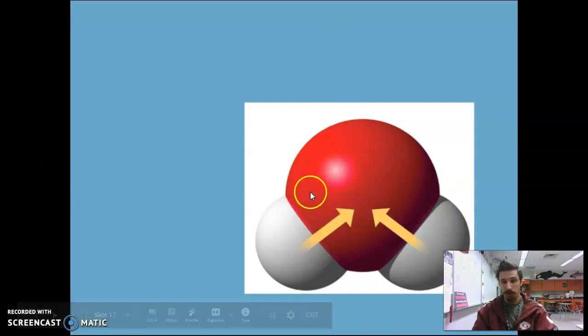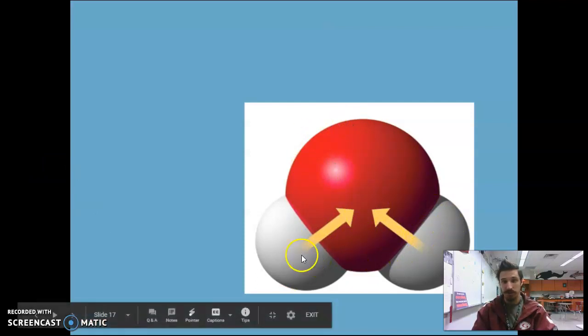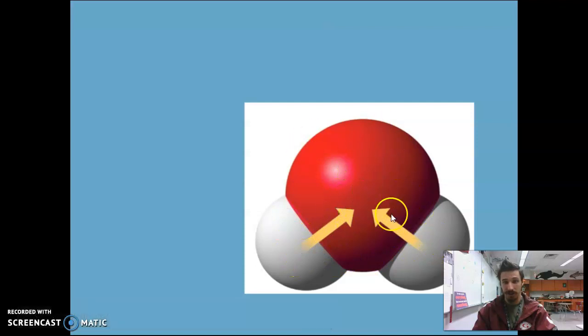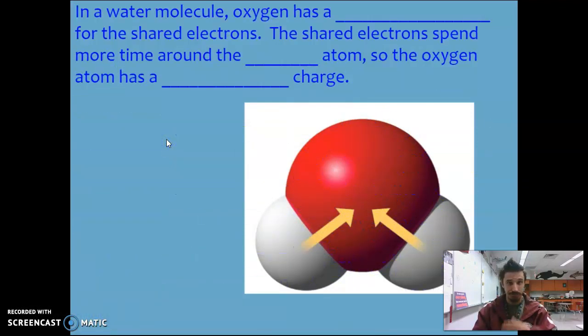Alright, this is just the water molecule again. The big red one is oxygen, the two small white ones are hydrogens, and you can see the arrows representing the electrons being pulled from hydrogen to the big electron-liking oxygen. Now, in a water molecule, the oxygen has a stronger attraction for the shared electrons. So the shared electrons are going to spend more of their time around what atom? Oxygen. So then the oxygen atom, as a result of having those electrons around it for the extra time, that negative charge around it for an extra time, will then have a slightly negative charge.